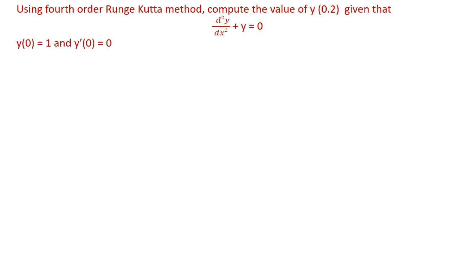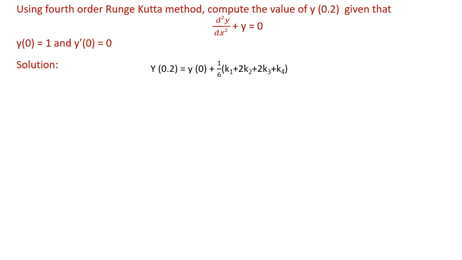We have the question: use the fourth order Runge-Kutta method to compute the value of y at point 2, given that d square y by dx square plus y equal to 0, with the initial conditions y at 0 equal to 1 and first derivative of y at 0 equal to 0.